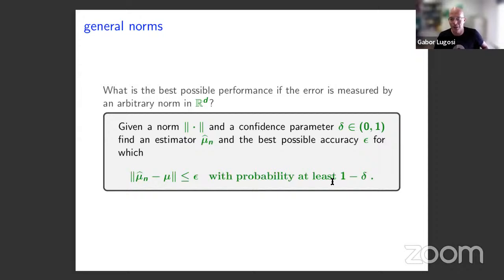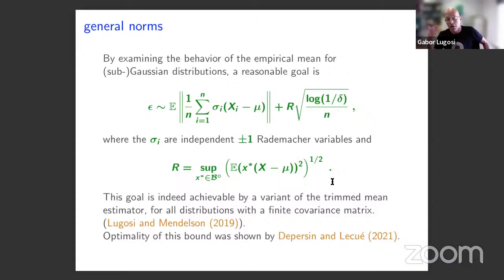Again, we can see what happens for Gaussian distributions or sub-Gaussian distributions, and if one uses the empirical mean. And then it turns out that what one can reasonably expect is, again, an accuracy that's a sum of a strong term and a weak term. A strong term is some kind of an expected Rademacher average, so these sigmas are just randomizing plus minus one independent symmetric random variables. So you take the expected value of the norm of this Rademacher average, and the weak term depends on this analog of the largest eigenvalue.